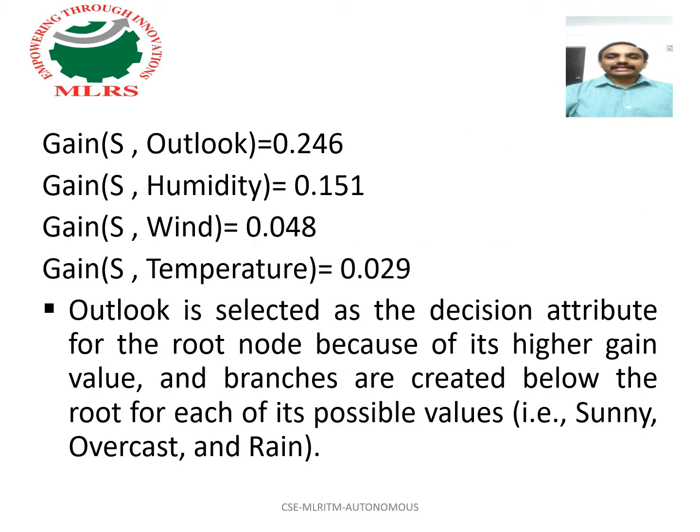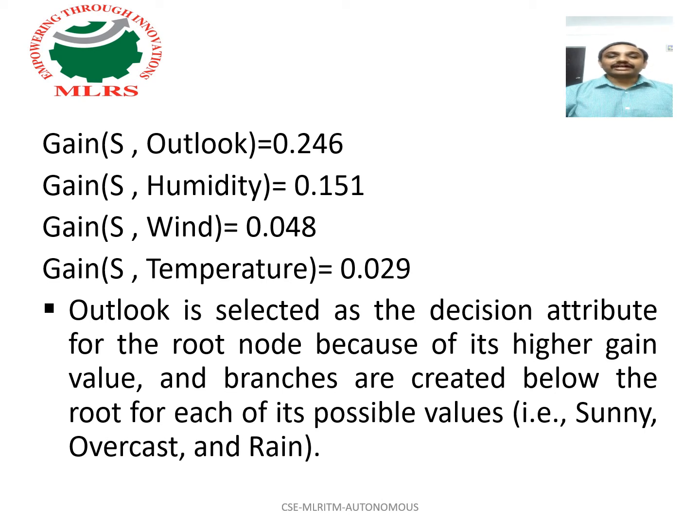Similarly, we have to calculate information gain of humidity and wind. After calculating information gain of all the attributes, we have to compare which attribute has the highest information gain value. So in this example, outlook has the highest information gain value, that is 0.246. So that attribute we have to select as the root node.